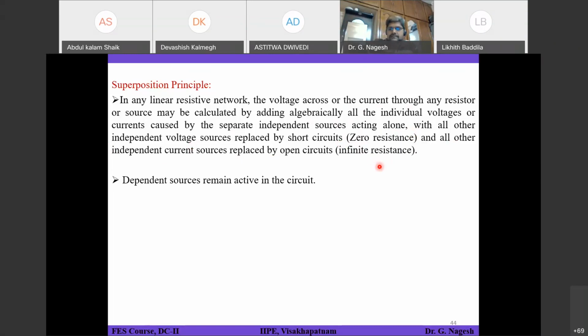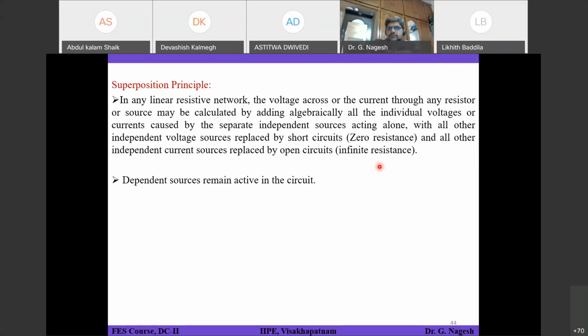What it is stating is, if you have more than one independent source in your network, you have to solve it in two stages. So stage 1, let's say you consider only the voltage source. One voltage source and one current source are there. You are considering the voltage source and you will replace your current source with an infinite resistance, that means open circuit, and solve it.